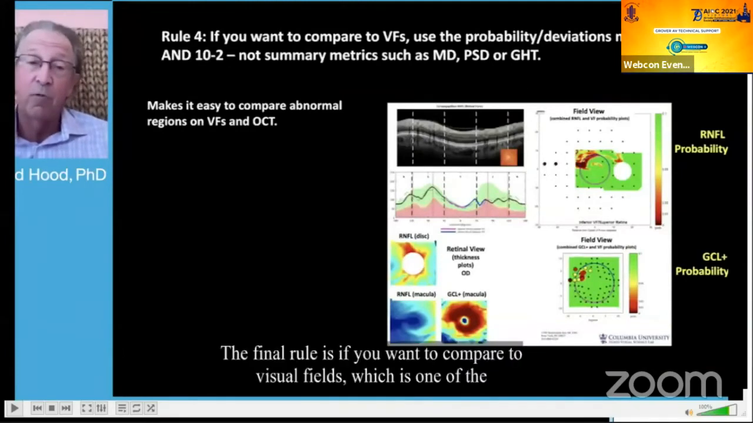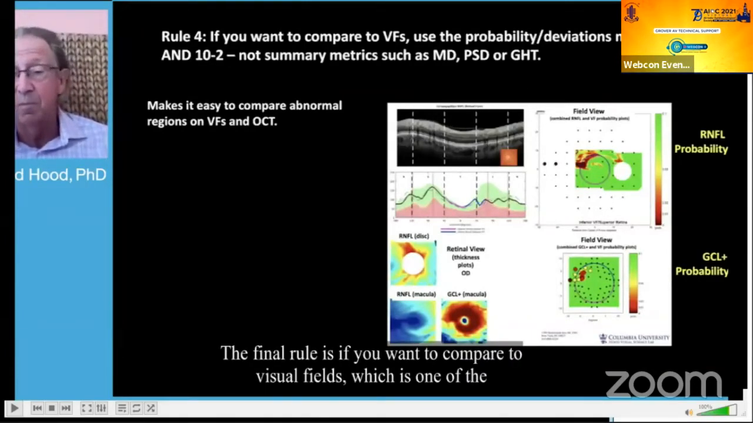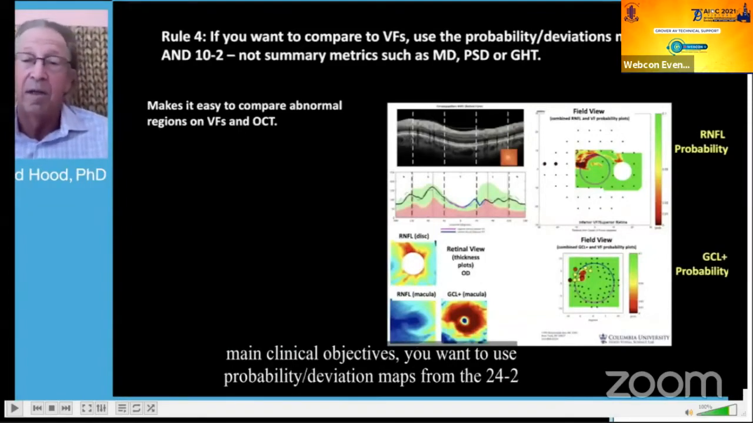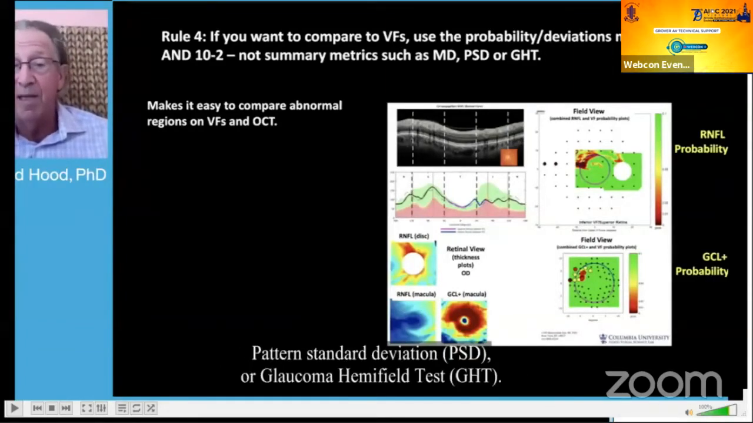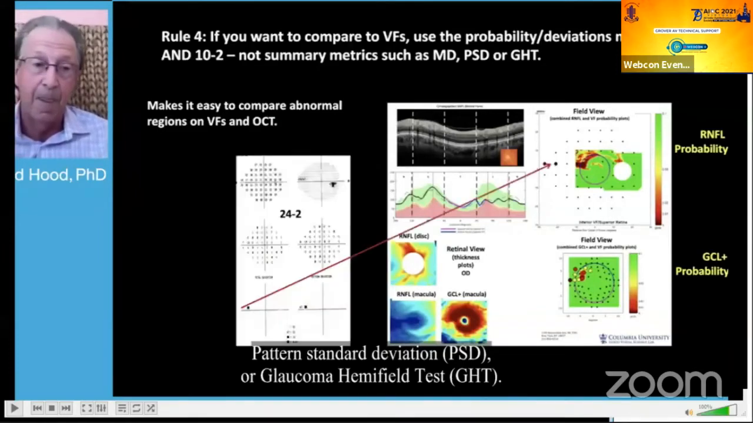Okay, the final rule is if you want to compare the visual fields, which is one of the main clinical objectives, you want to use probability and deviation maps from the 24-2 and 10-2. You do not want to use visual field metrics such as mean deviation, pattern standard deviation, or glaucoma hemifield tests.